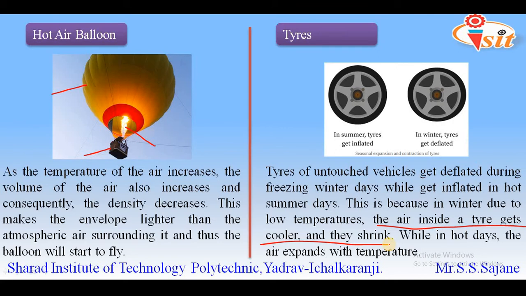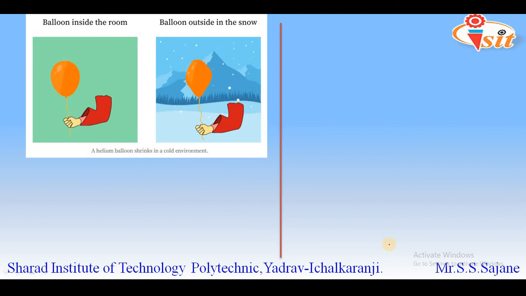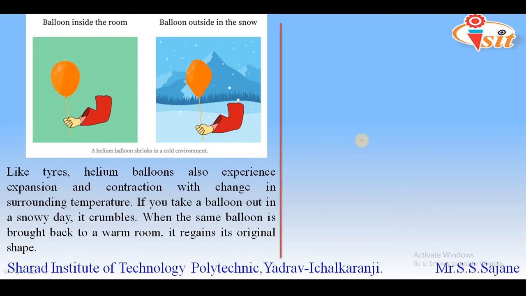The next example is similar to the first one, that is regarding balloons. If we consider the helium balloon, then like tires, helium balloons also experience expansion and contraction with the change in the surrounding temperature. If you take the same balloon where the temperature is very low, that is in a snow region, then the balloon will shrink. Whereas if the same balloon is brought back to a warm place, or a warm room, then it will regain its original shape.